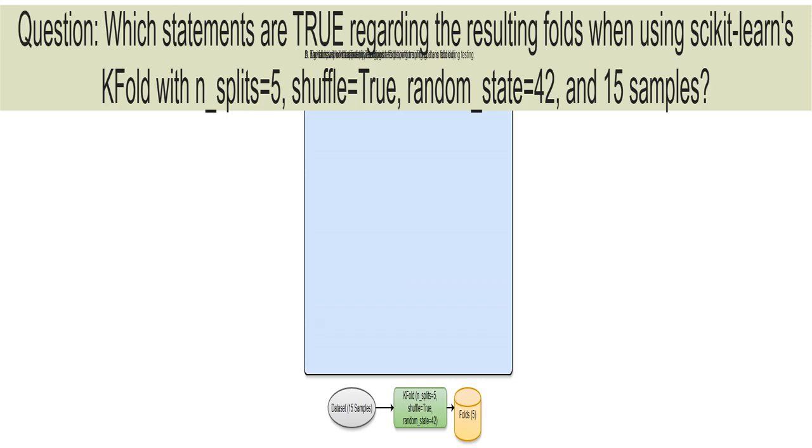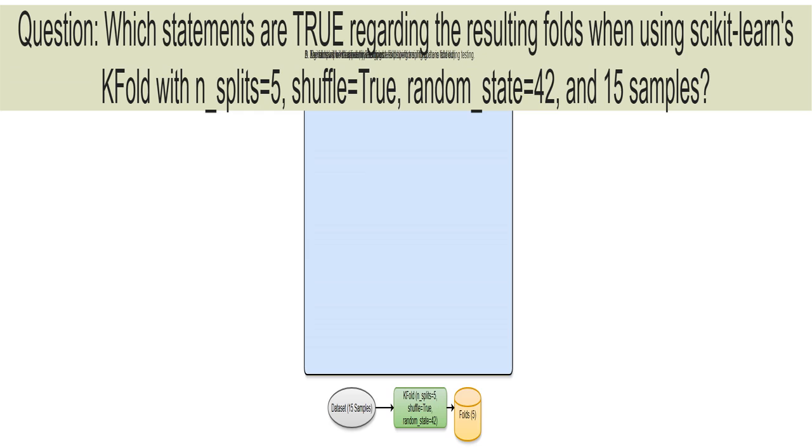This statement is incorrect. While 15 samples divided by 5 folds equals 3 samples per fold, KFold doesn't guarantee perfectly equal-sized folds. It performs integer division, leading to some folds having 2, 3, or 4 samples.